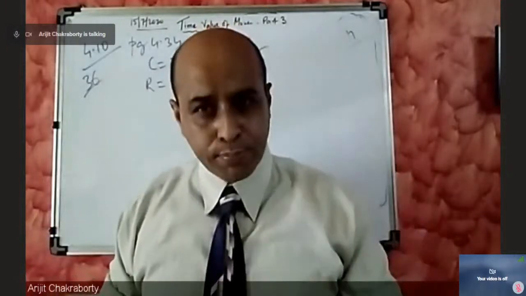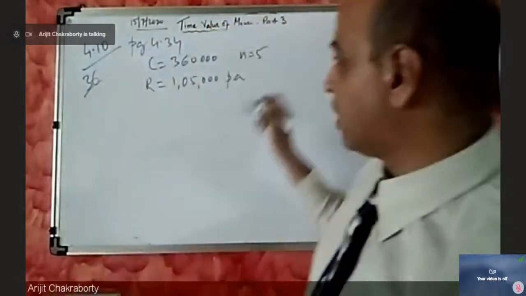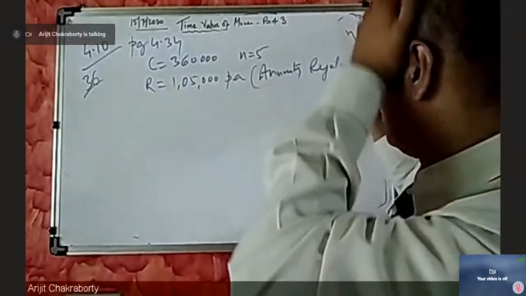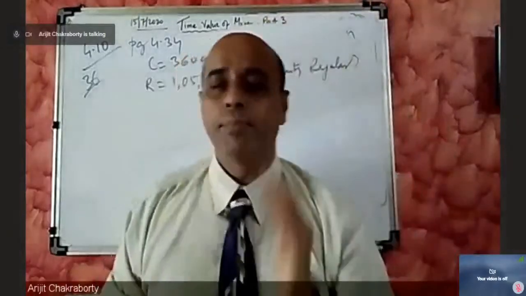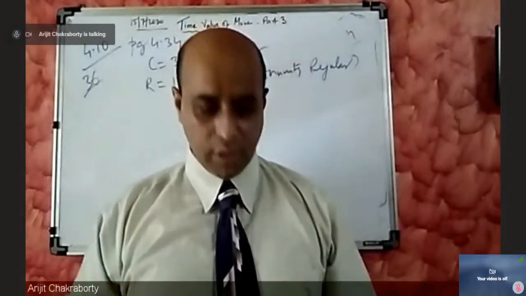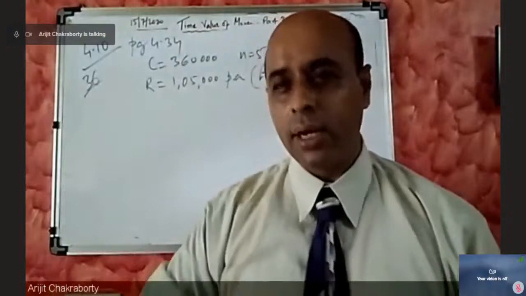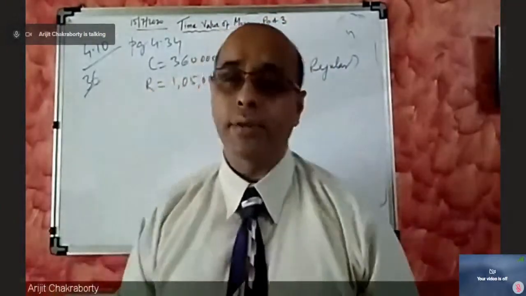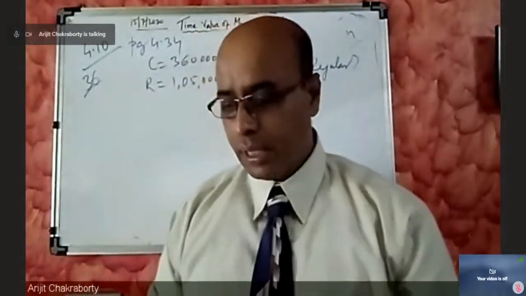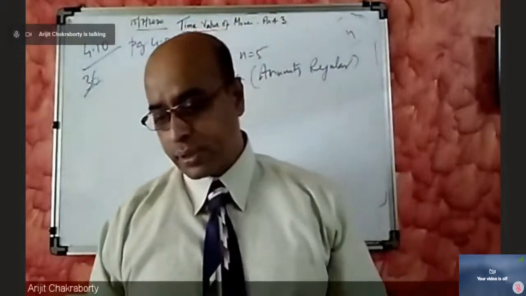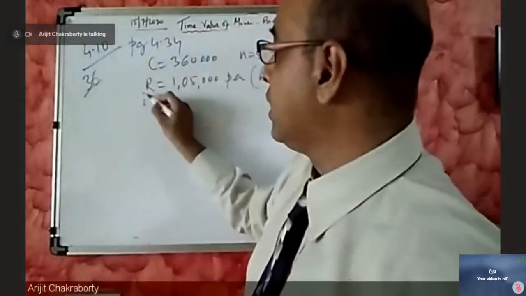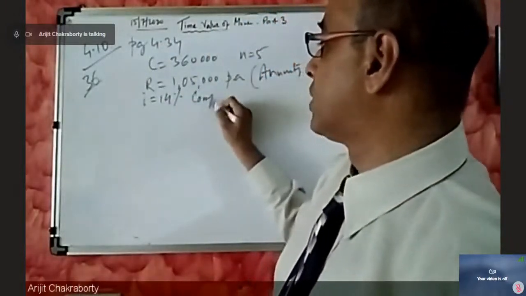That means it's like an annuity payment. It's an annuity regular, so I'm writing annuity regular. Why? Because the hint is given that the first payment is at the end of the first year. So end means it is an annuity regular. And if you pay at the beginning of the period, it becomes an annuity immediate or annuity due. Now, the rate of interest is given, 14% compounded annually. So, I is 14% and compounded annually.